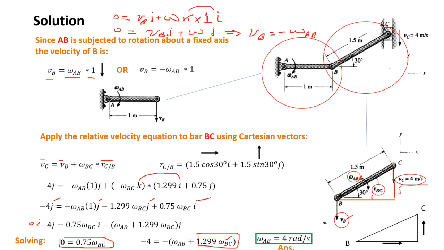The only trick is that we start with the simplest relative velocity equation to find a relation between the velocity at B and omega AB, remembering that in this situation the link AB is horizontal. That means the velocity at B is in the vertical direction. Then we take it to the link BC to find the unknown value of omega BC and the value of omega AB. And the question has been solved.